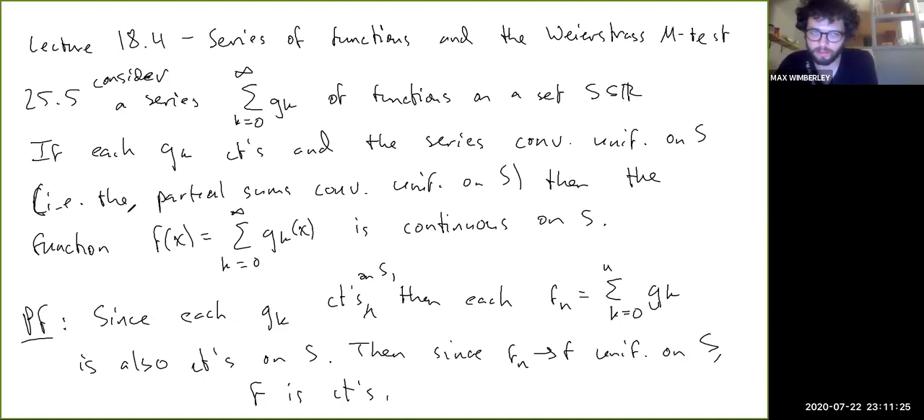That's the substance of this entire statement, that you can infer from the continuity of the terms here that the overall function itself is actually continuous, provided that the series converges uniformly, of course, right? So the uniformity of the convergence is absolutely critical. All right.